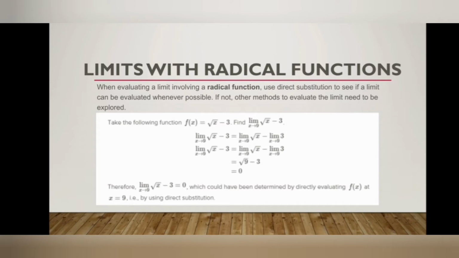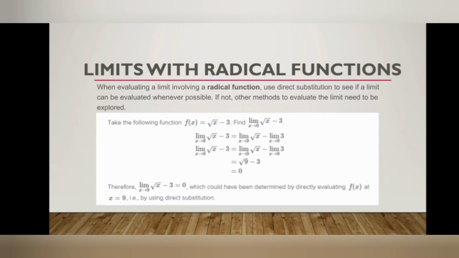Now, we need to find the limit as x approaches 9 of square root of x minus 3. Our equation will become limit as x approaches 9 of square root of x minus 3 is equal to limit as x approaches 9 of square root of x minus limit as x approaches 9 of 3. And when simplified, our equation becomes square root of 9 minus 3 is equal to 0.